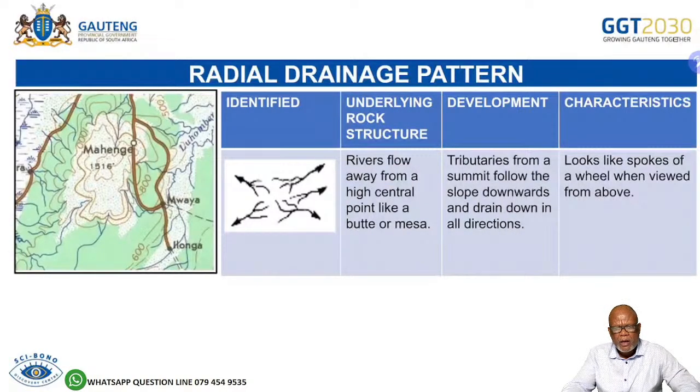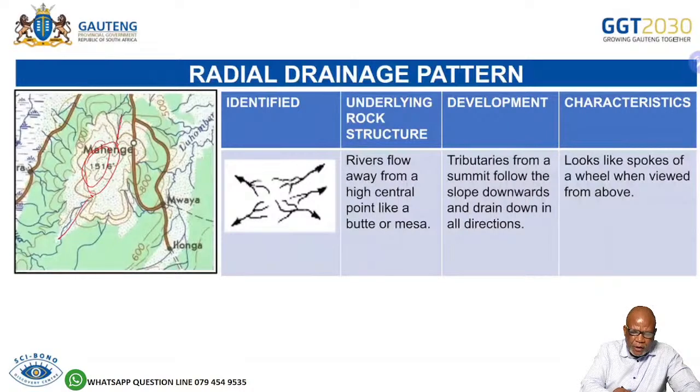Radial drainage pattern. Radial is from the word radiate. So you have a high-lying area here. The streams are flowing from here, they are going there, they are flowing from there, going there. The streams are radiating. So this is your radial pattern. Water is falling on top of the surface here in Mahenge, and then it flows into the stream. So this is how you will identify it on the topographical map, but different diagrams will show it like this.